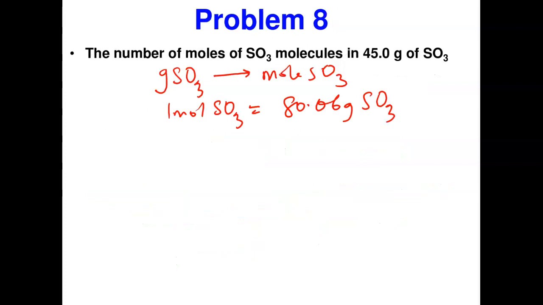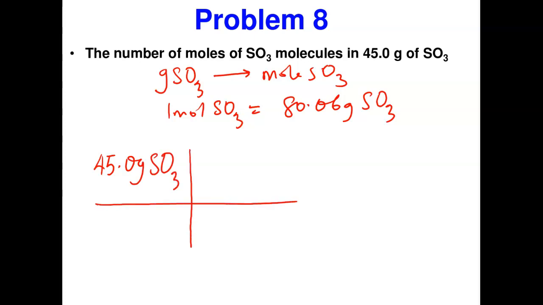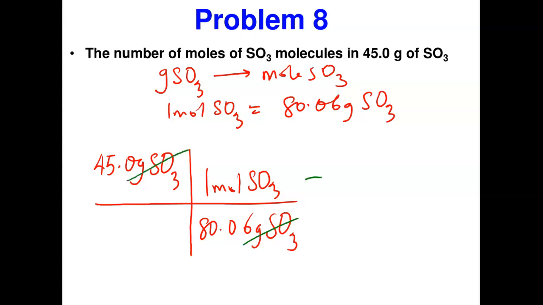So we start again. We have 45.0 grams of SO3. And then we want to convert that to moles of SO3. What do we do? Of course, grams is going to go down so that we can easily cancel that, and our mole is going to come on top. 1 mole of SO3. Grams of SO3 and grams of SO3 cancel. And if you punch this in your calculator, you're going to get 0.562 mole of SO3.